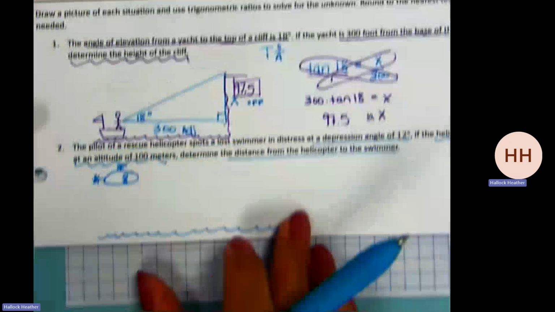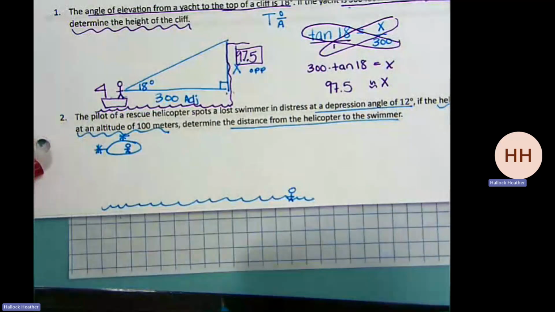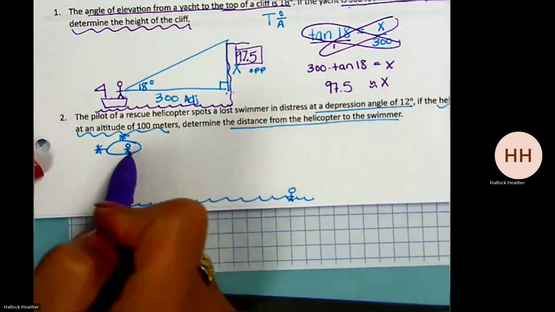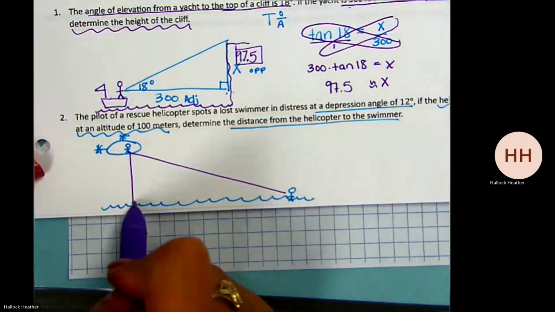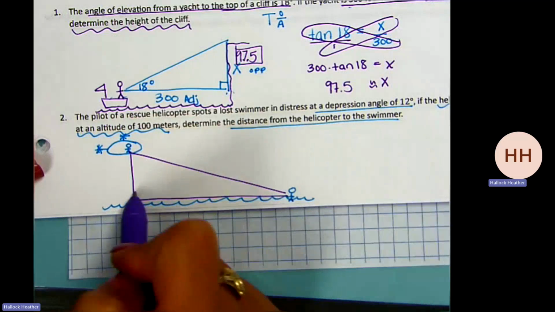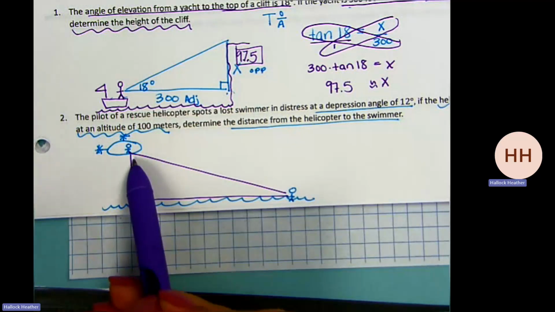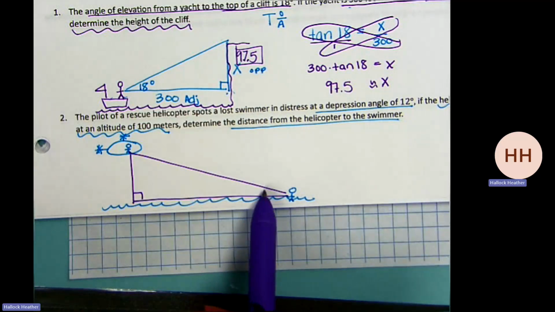So 12 degrees is not going to be here, because I'm forming a right triangle. If I form a right triangle with my picture, because all of these pictures, once again, are making 90-degree angle triangles, 12 degrees is not going to go right here. 12 degrees is actually going to go right here.